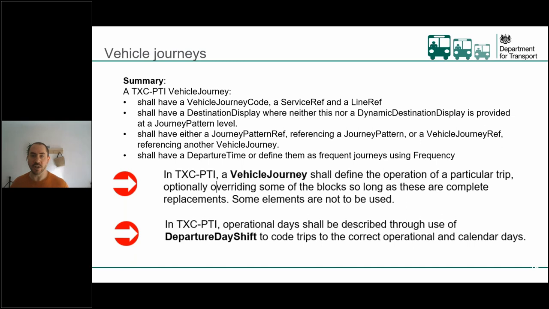This will define the operation of the trip, optionally overriding some of the information that we talked about earlier, as long as you do a complete replacement. And also another important point for vehicle journeys is departure day shift. So the profile describes how to use journeys and trips that go over midnight and how you should use operational days and calendar days to describe this. So hopefully this should remove any uncertainty about journeys that go from one day to the next.